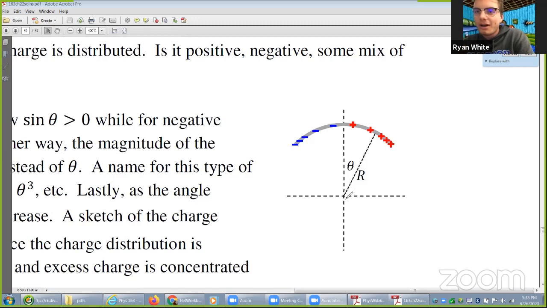The electric field at this point would be more to the left. Oh, it'd be directly to the left, wouldn't it? You're right.